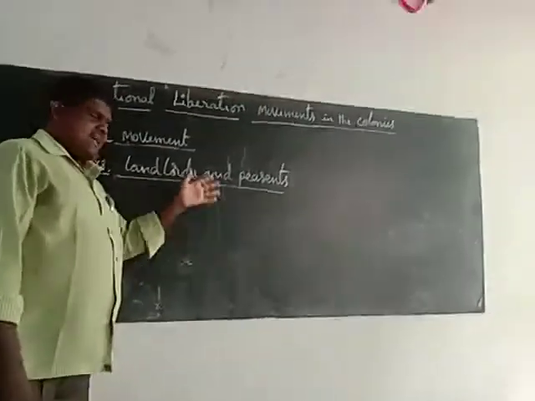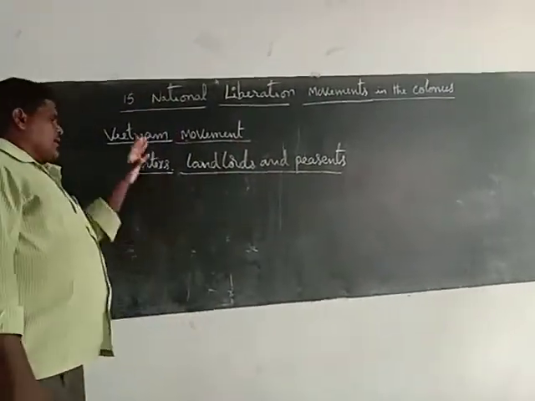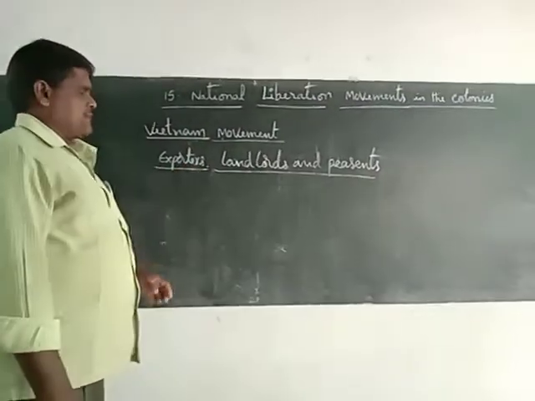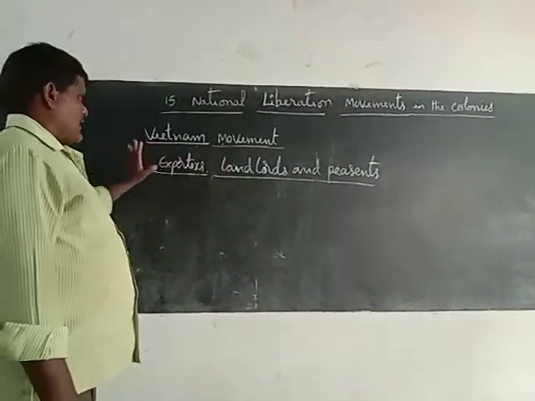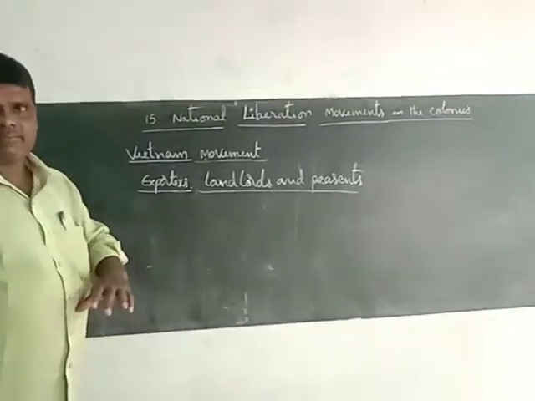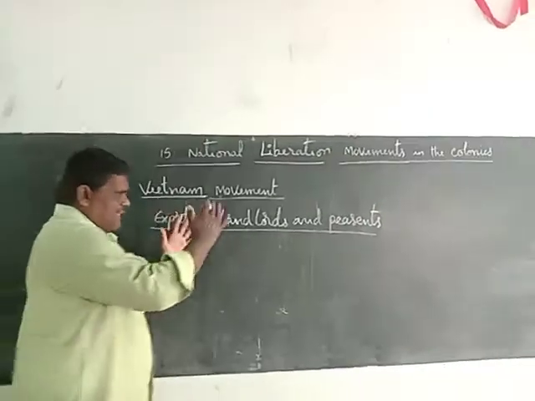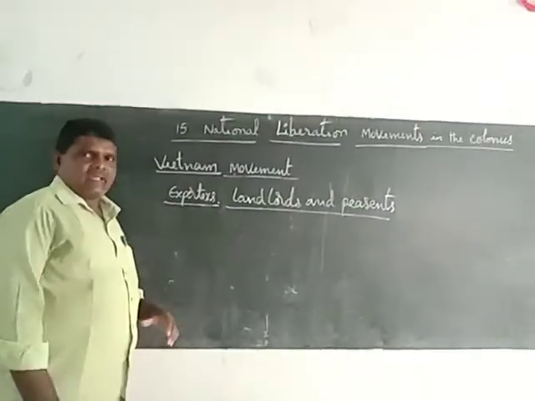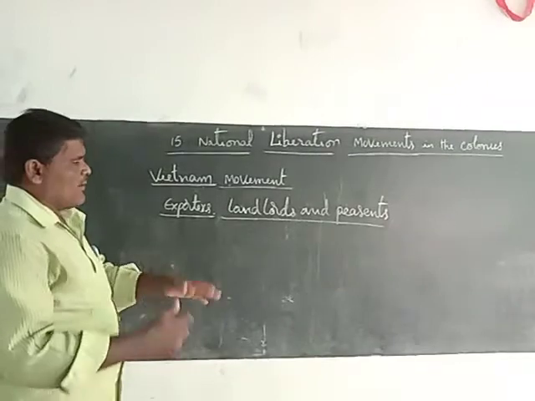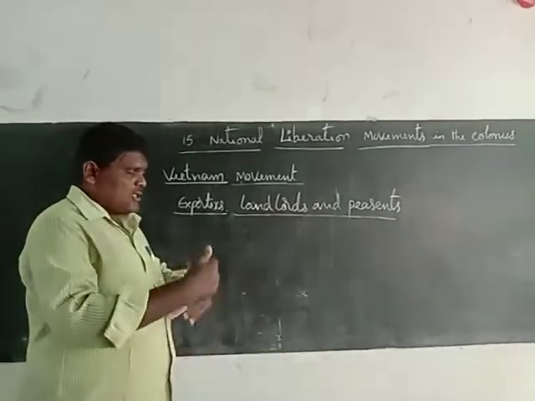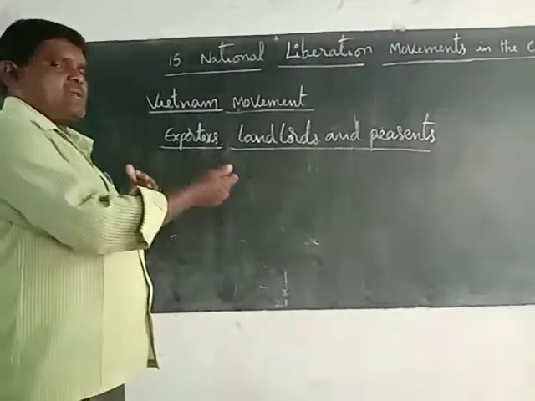Automatically, the peasants, workers and local people, the natives, were completely suppressed and exploited, and received poor treatment. They were treated as second-class citizens by the French people and landlords. The society was completely divided between landlords and peasants. The landlords harassed the peasants. Automatically, many common people, workers, peasants and small farmers joined the movement, the Vietnam liberation movement.